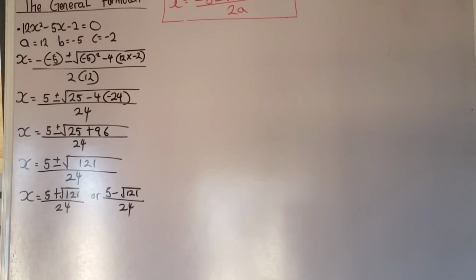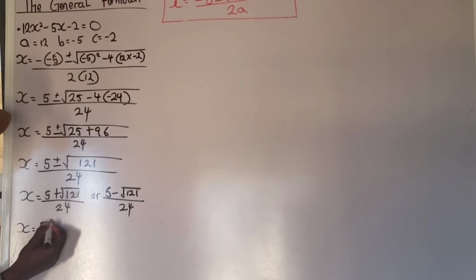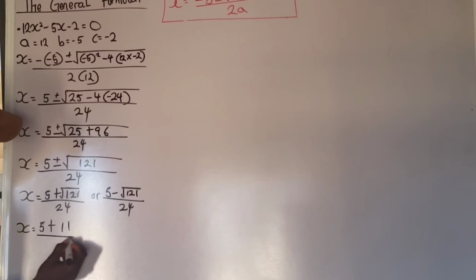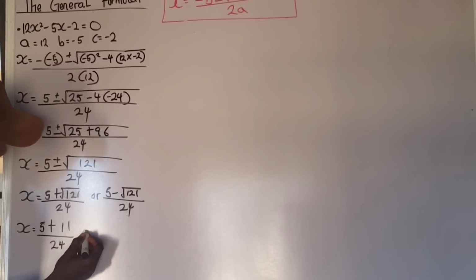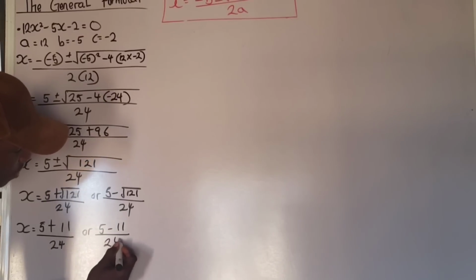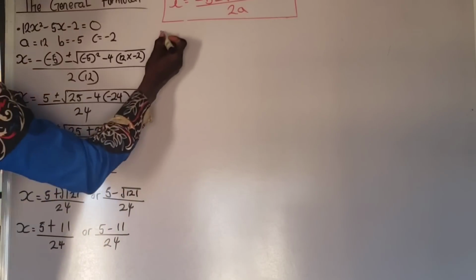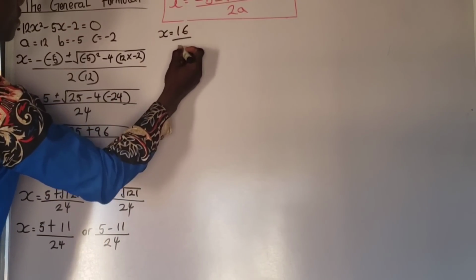Now, what is the square root of 121? The square root of 121 is 11. So x will be equal to 5 plus 11 all over 24, or 5 minus 11 all over 24. Now 5 plus 11 is 16. So here I'm going to have x equals 16 all over 24.